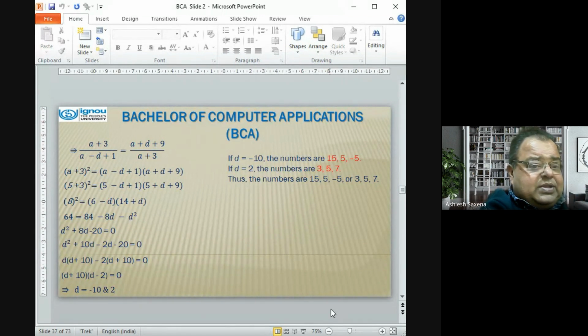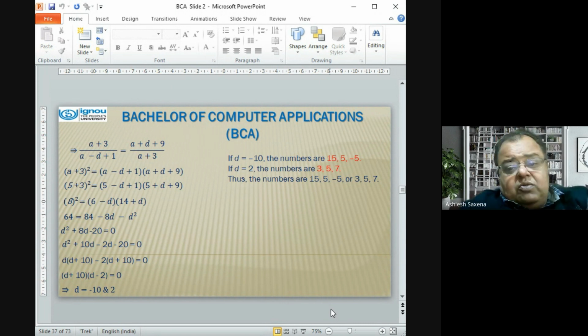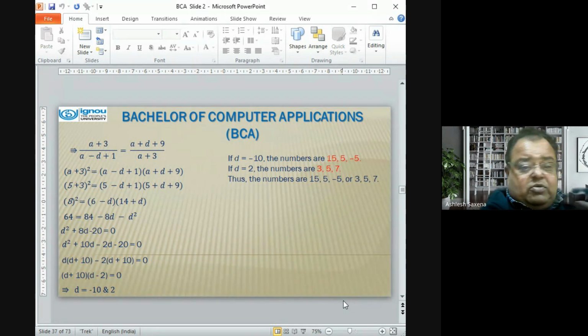After that, simplification. After simplification, you will find two values of D, minus 10 and 2. Then you have to find the values of the series numbers. When you kept D equal to minus 10, it was 15, 5 and minus 5. And when you kept D equal to 2, you got 3, 5, 7. Now you can see that your answer is correct. Is that clear?